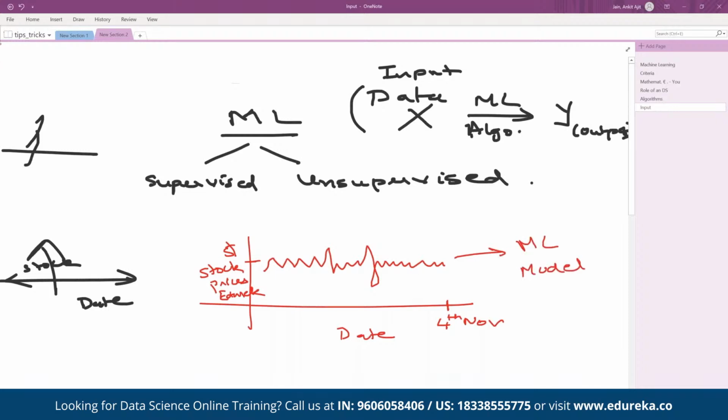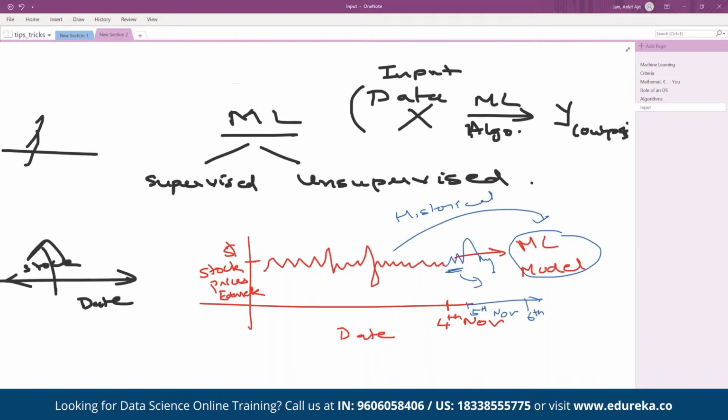It can now be used to predict for the next day, that is 5th of November, 6th of November. Now, if a machine learning model has been trained on historical data and can predict the prices for tomorrow, can you imagine how much money we could make in the share market? We would know exactly whether the prices will go up or down tomorrow. So this is exactly what machine learning is.